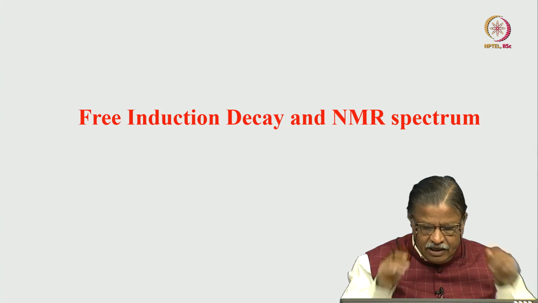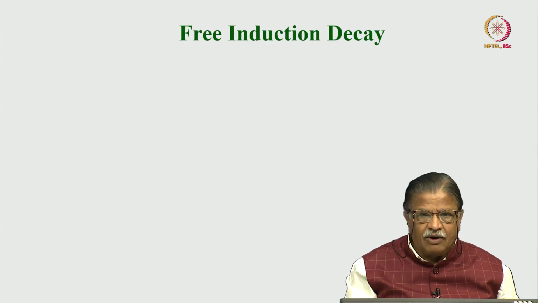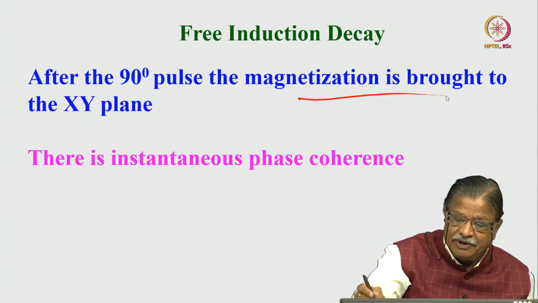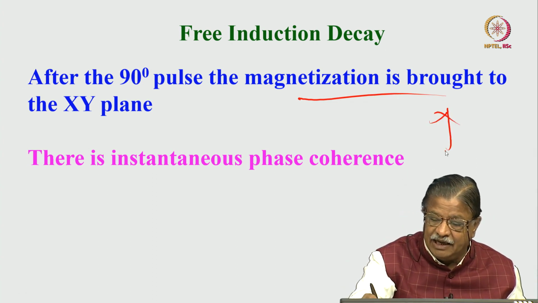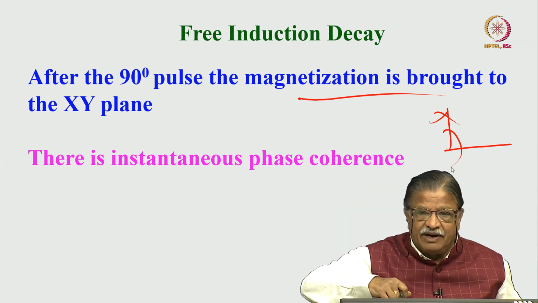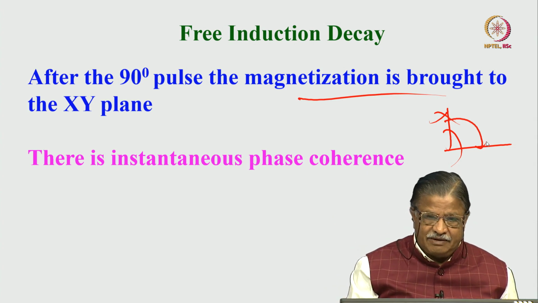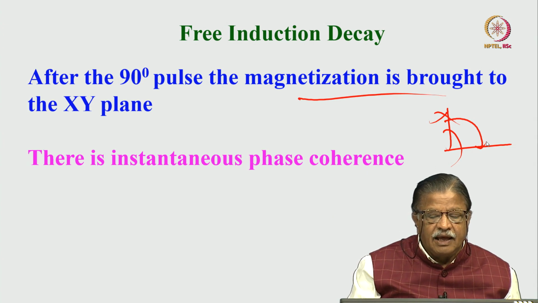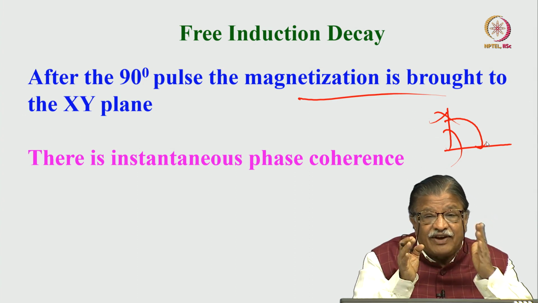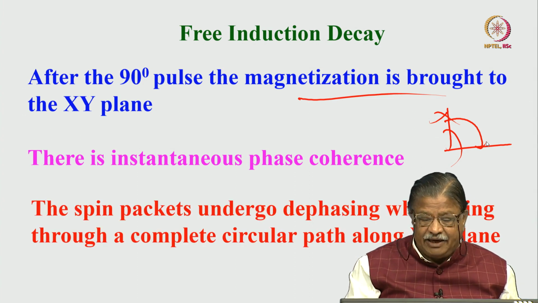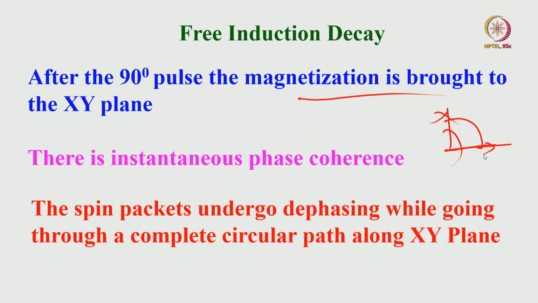Okay. Now, I am going to introduce what is called the free induction decay, and how you get the NMR spectrum. Look at it, after the 90-degree pulse what happens? The entire magnetization is brought to the xy plane. See, magnetization is a tiny magnet, the sum of the z component vectors, the magnetic moment vectors, which we already discussed. The magnetization comes to the x or y axis or xy plane, and as soon as you bring it to the x or y axis, there is what is called instantaneous phase coherence. All the spins are aligned along this particular axis. There is complete phase coherence.